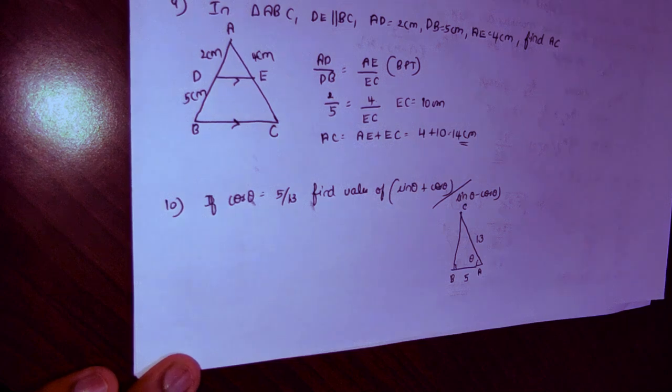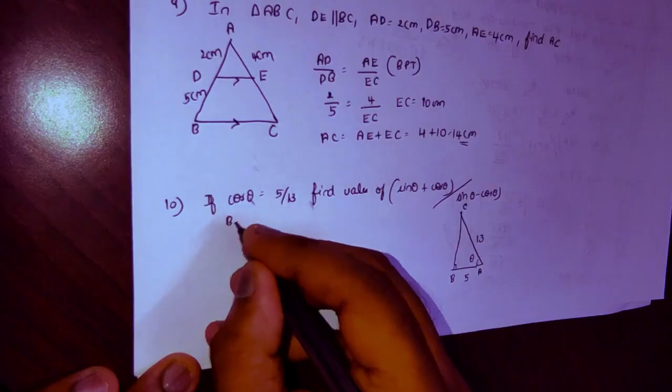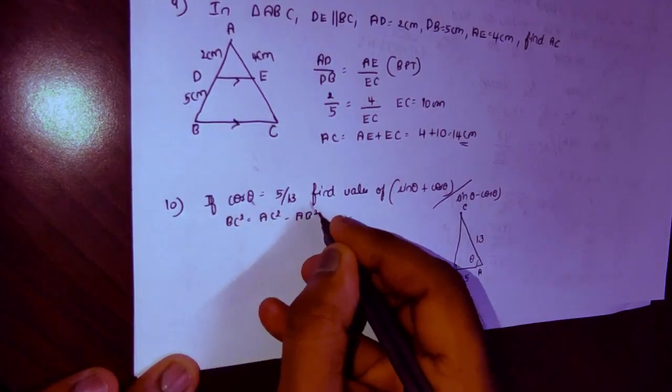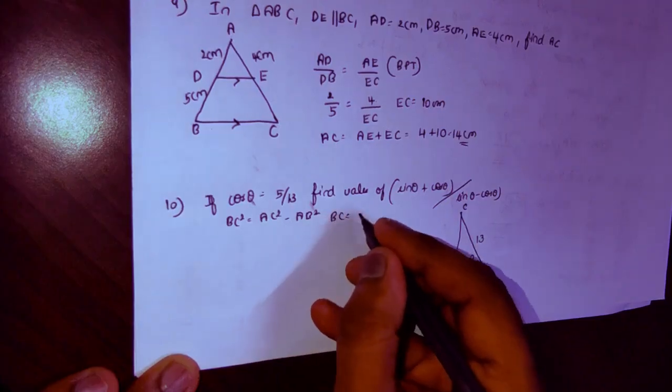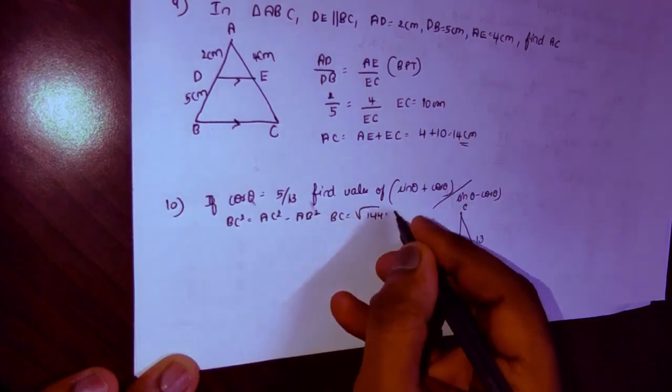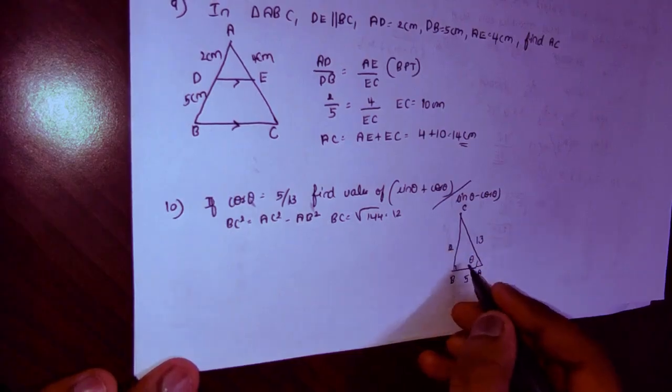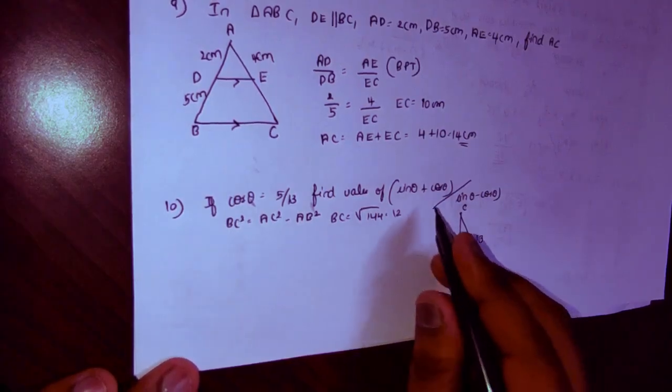By using Pythagoras theorem, BC square is equal to AC square minus AB square. BC is equal to root 144, that is 12. We got the value 12 as the opposite side.